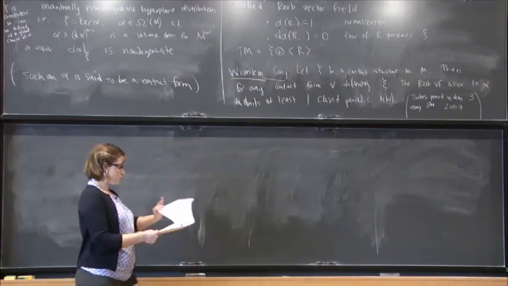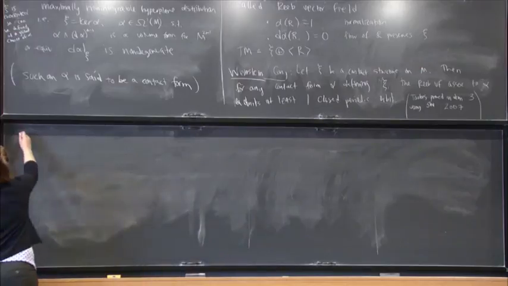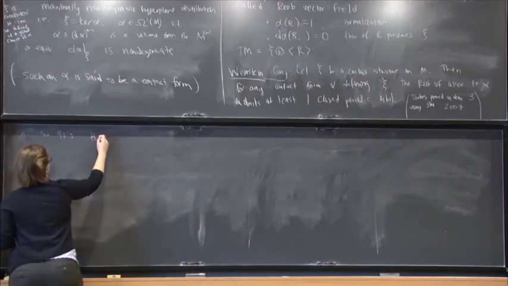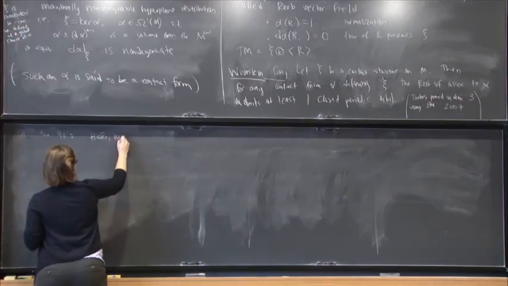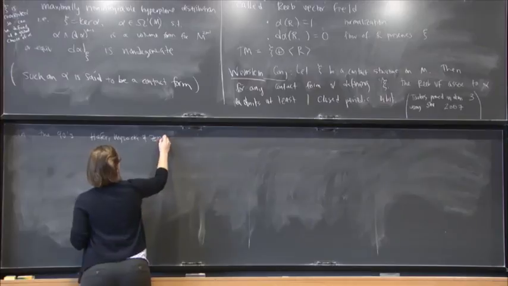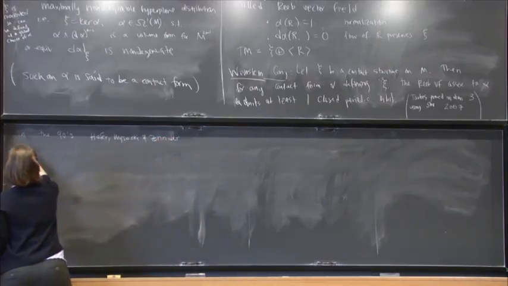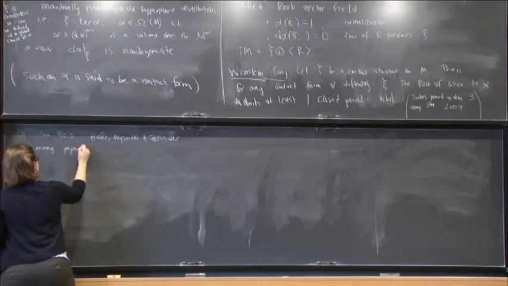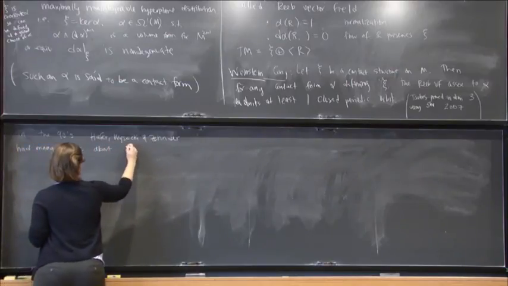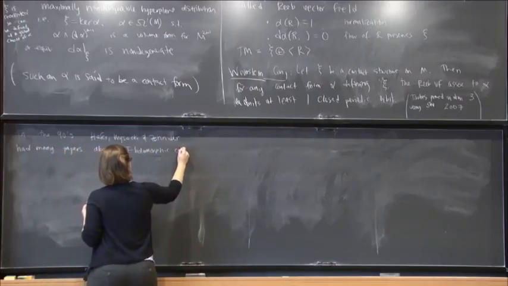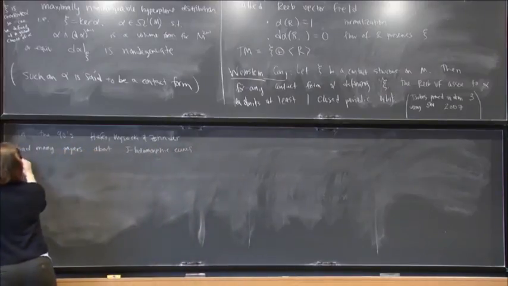Okay, so in the 90s, Hofer, Wysocki, and Zehnder had many papers about J-holomorphic curves in symplectizations.